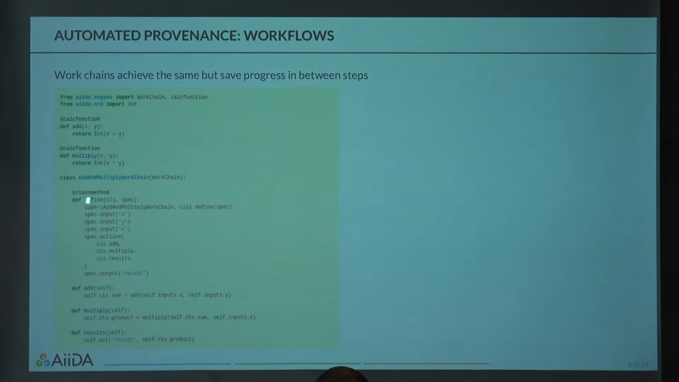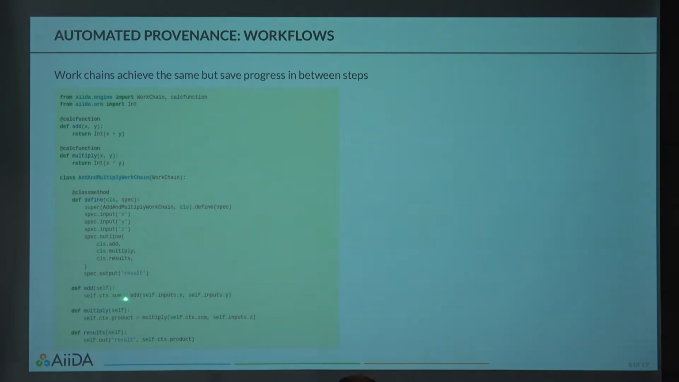The work chain has this define method, which already gives you a nice overview of what it's going to do. It defines that it takes 3 inputs. In its outline, it says exactly what it's going to do logically. We're going to do an addition, we're going to multiply, and then we're going to record the results. And here, the output is going to be 1 result. And so here in the implementation, you can see that we actually just call through to these calc functions that we've done. So here in the add step, we simply call the add function, passing our inputs.